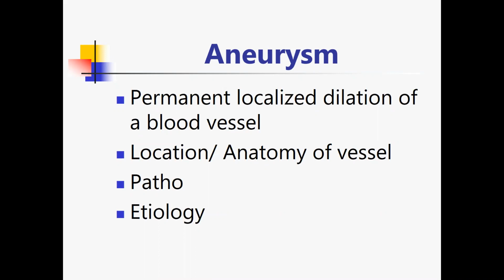So those types again: congenital, mechanical, traumatic, inflammatory, infectious, due to pregnancy, and also anastomotic type aneurysms.